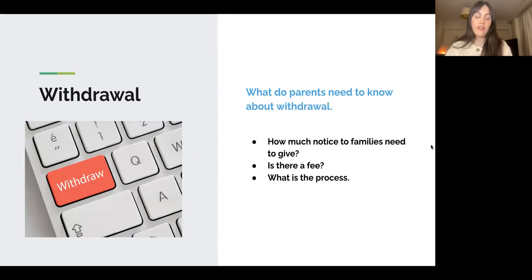Withdrawal information. I think it's important to include a section on this as well. What do parents need to know about withdrawing their child? A lot of times we only allow withdrawals if a family is moving, or if there's like a big issue. How much notice do families need to give? Obviously, there's going to be different scenarios where families just want to pull their kids out immediately. But on your end, what would be the ideal situation?